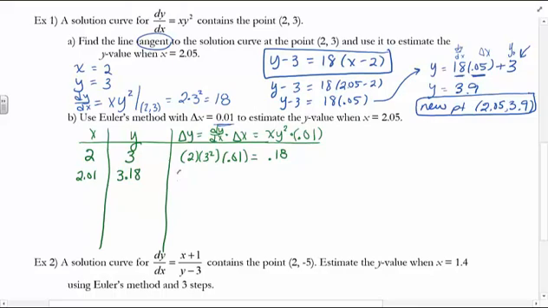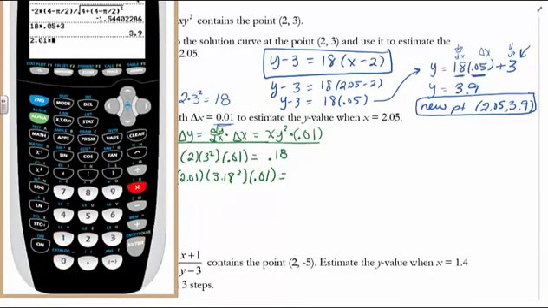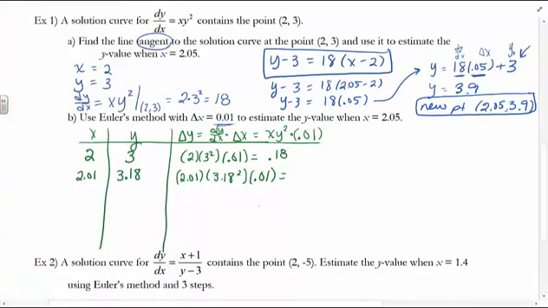So the new delta y is the new x times the new y squared times 0.01: 2.01 and 3.18, 2.01 times 3.18 squared times 0.01 is 0.203 something. So I have now 2.02 and then 3.383 something. So then my new delta y is 2.02 times 3.383 squared times 0.01.